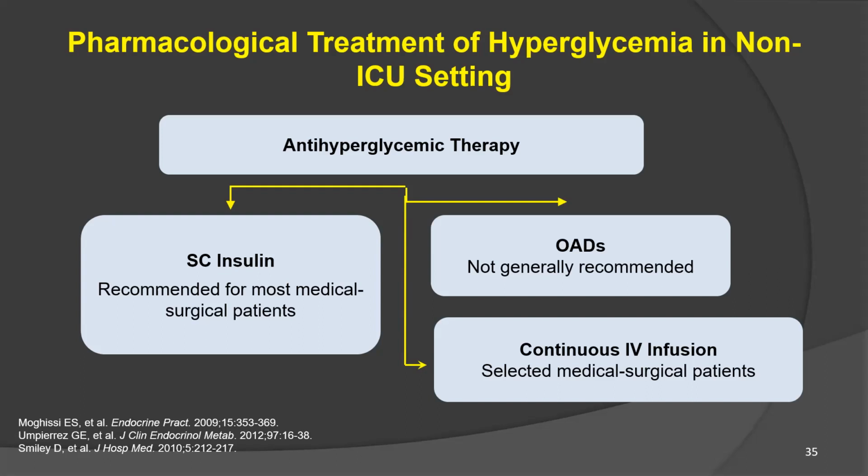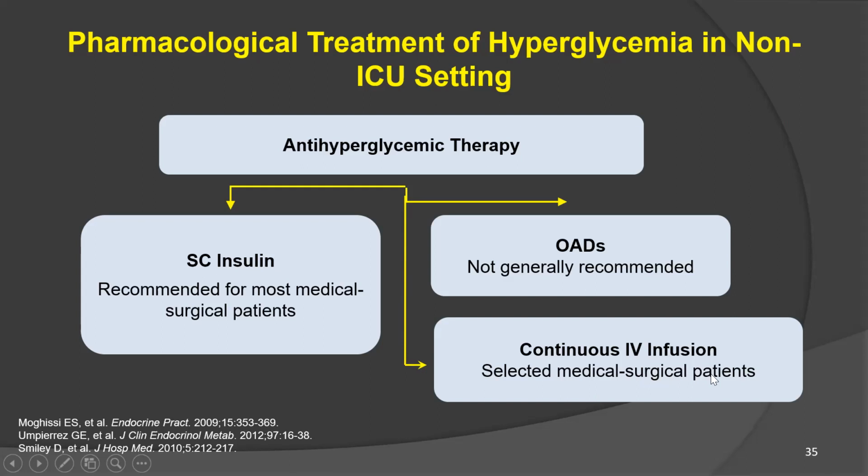So, what to choose for treatment of hyperglycemia in a non-ICU or non-critical setup? We know in a critical setup, insulin is the answer, mostly in the form of infusion. But in the non-ICU, you can have certain other options, but they have their own issues to deal with. There are options like sub-Q insulin, recommended for most medical and surgical patients. Then there are oral anti-diabetic drugs, not generally recommended, but still we use them in certain populations. And continuous IV infusion can be used in selected medical and surgical patients.